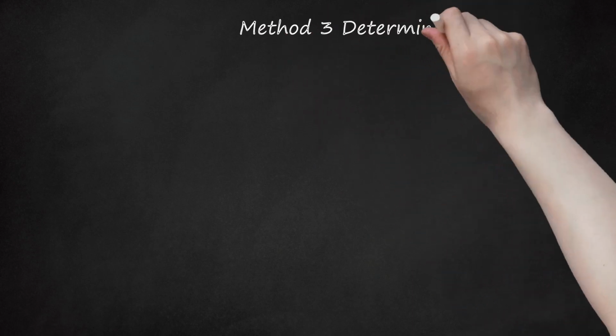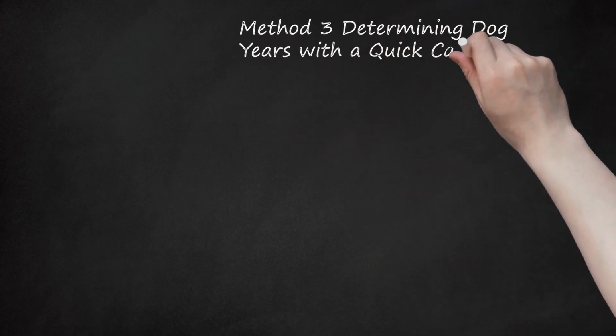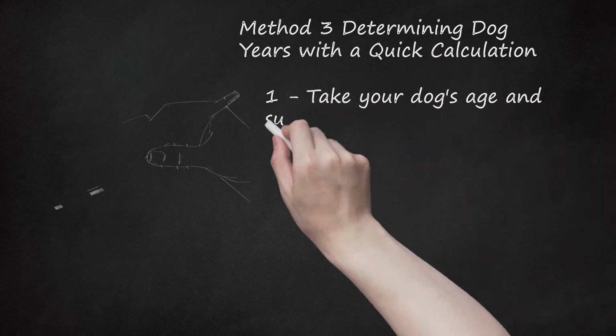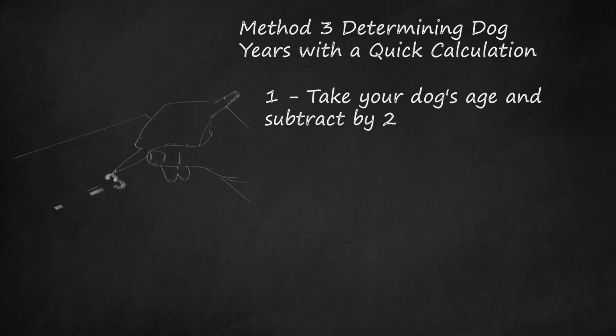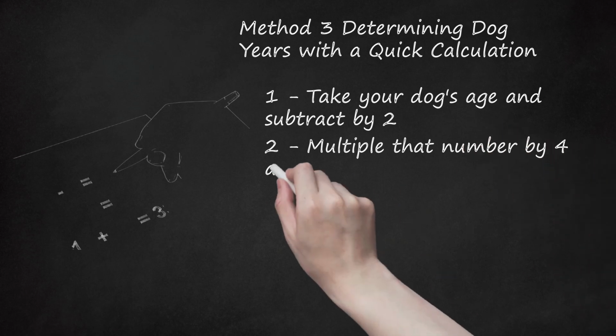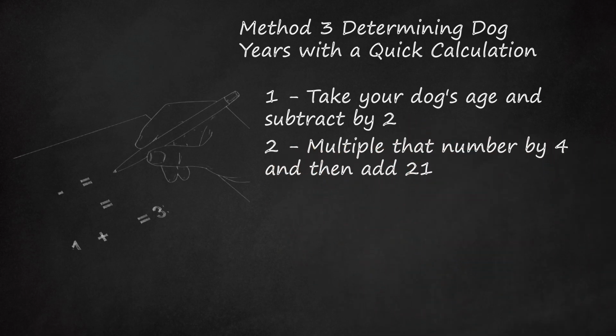Method 3: Determining dog years with a quick calculation. 1. Take your dog's age and subtract by 2. Note that your dog needs to be at least 2 years old. This is when dogs are considered to have reached adulthood. 2. Multiply that number by 4 and then add 21. Now you will have an estimate of your dog's age in dog years. For example, if your dog is 10 years old, then his age in dog years is 53.